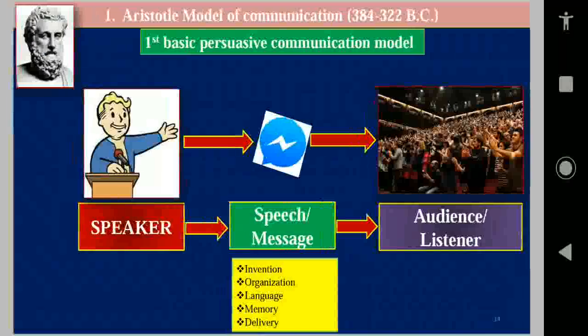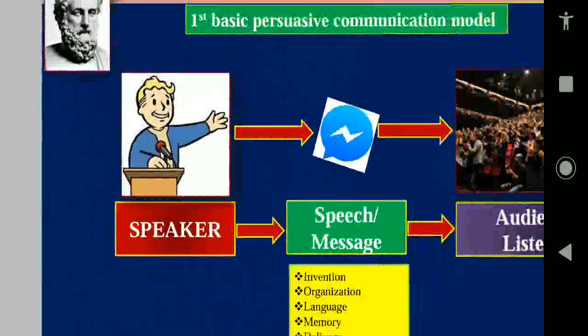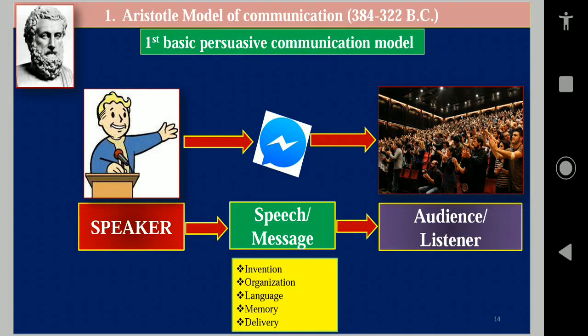First is your Aristotle model of communication. It was developed in 384 to 322 BC. It is the first basic persuasive communication model. According to Aristotle, there are 3 ingredients, that is your speaker, speech, audience. Speech is also called message, and audience is nothing but your listener.